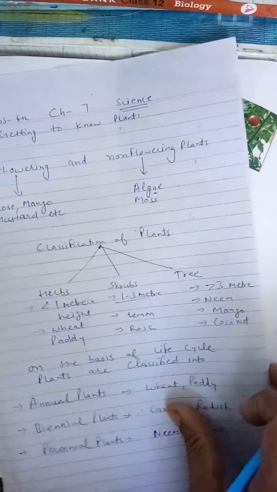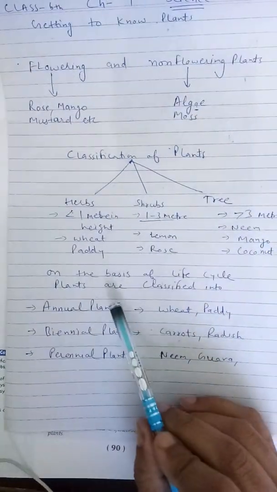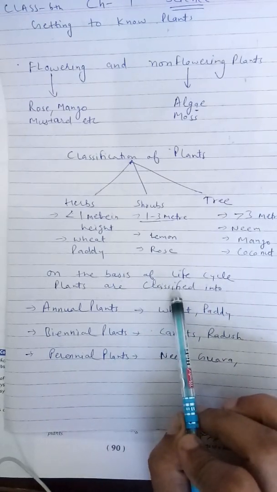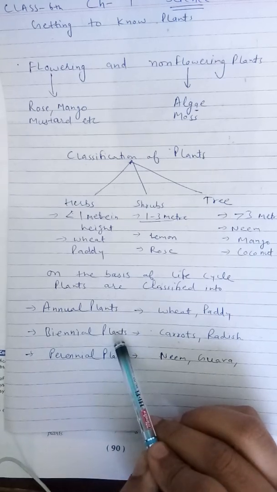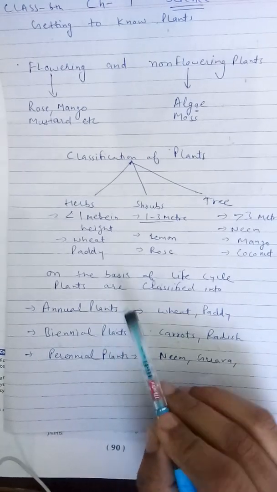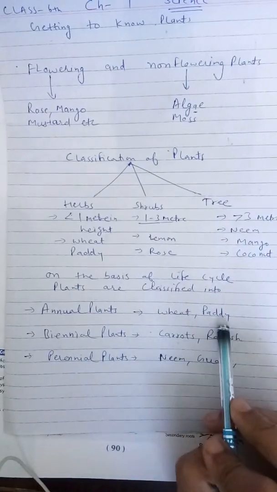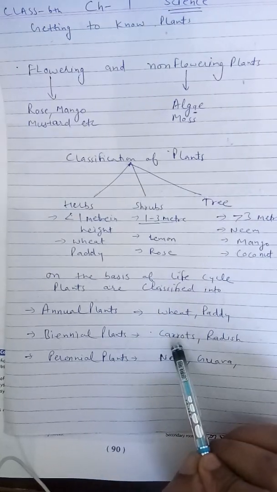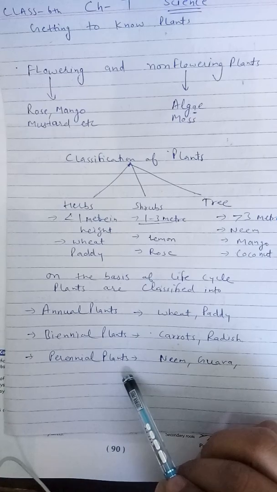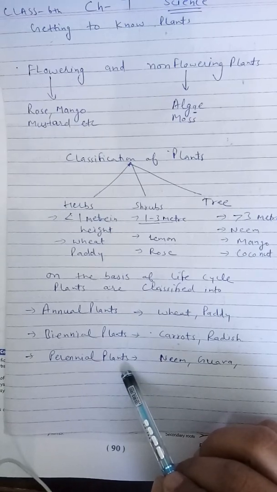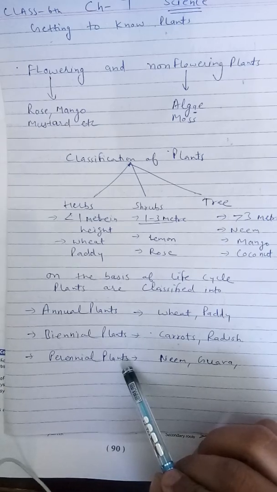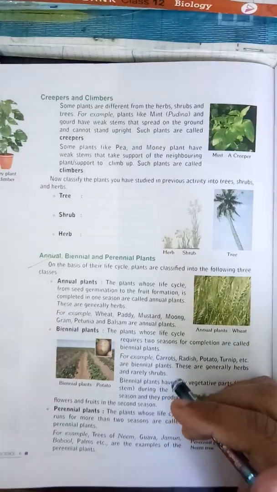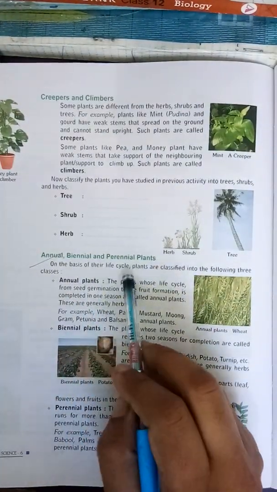Next, in this chapter we will read about the life cycle of these plants. On the basis of life cycle, plants are classified into the following types: annual, biennial and perennial plants. Annual plants complete their life cycle in 1 year, like wheat and paddy. Biennial plants complete their life cycle in 2 years, like carrot and radish. Perennial plants complete their life cycle in many years, meaning they generally do not die very soon. Examples are neem and guava. Next, we will discuss annual, biennial and perennial plants in detail.